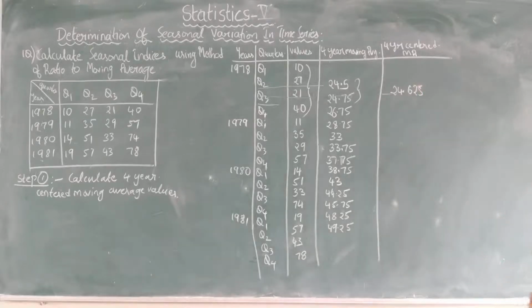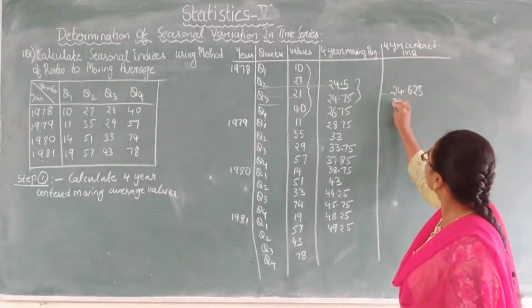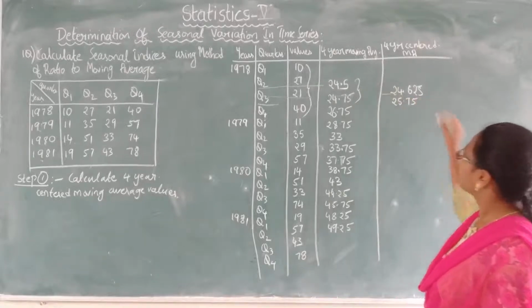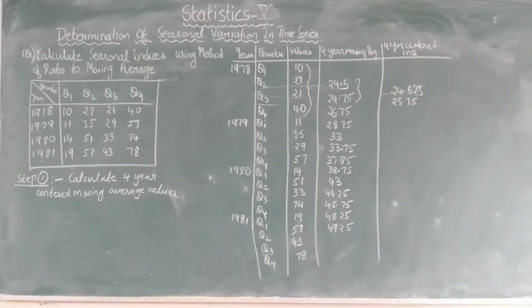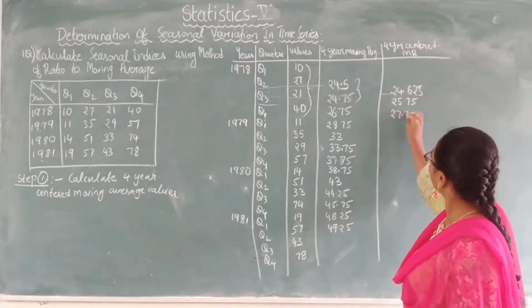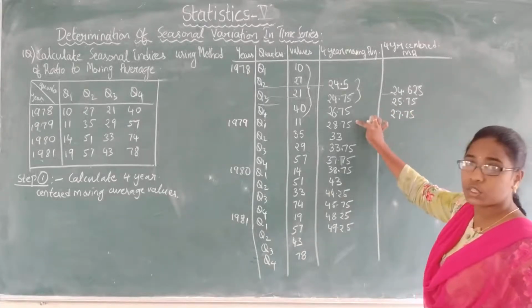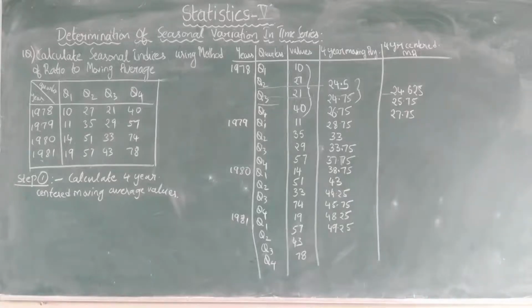Next, you find the average for the next 2 values: 24.75 plus 26.75 divided by 2, you will get 25.75. Next, 26.75 plus 28.75 divided by 2, you will get 27.75. Whatever answer you got, write it in between those 2 values.